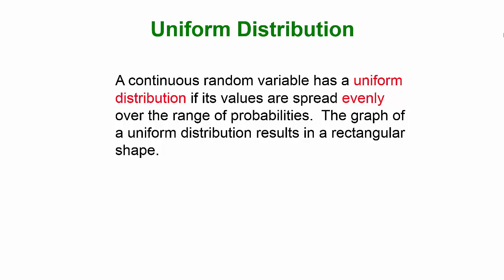Another kind of distribution is a uniform distribution. A continuous random variable has a uniform distribution if its values are spread evenly over the range of probabilities. The graph of a uniform distribution results in a rectangular shape.